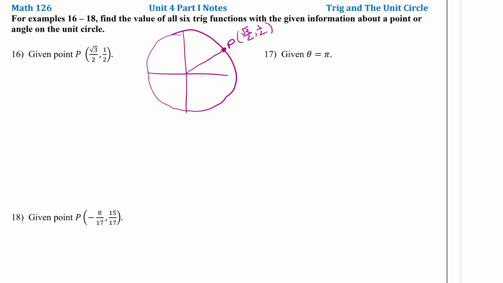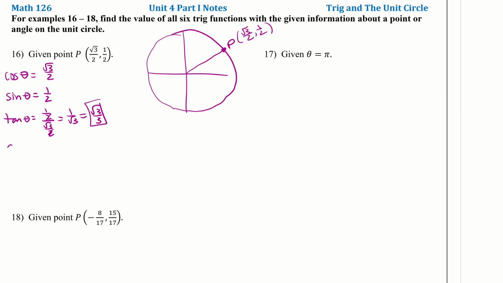It actually doesn't matter because remember the cosine of this angle, which I don't know what the angle is, well, I can actually find that out as 30 or pi over 6, but this cosine is the x coordinate. The sine of this angle is the y coordinate. The tangent of this angle is y over x, and that rationalizes out to root 3 over 3.